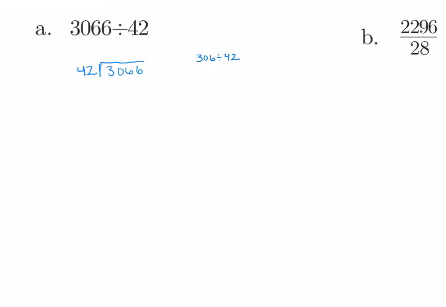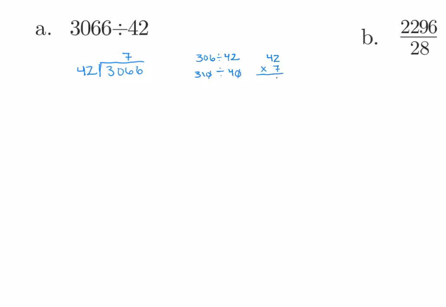So what I'm going to do is round my 42 down to 40. 2 is smaller than 5, so I'm going to round down to 40. My 306, I'm going to round up to 310. And we're going to ignore these zeros on the end, and divide 31 by 4. 4 goes into 31 7 times. So we want to multiply 42 times 7.